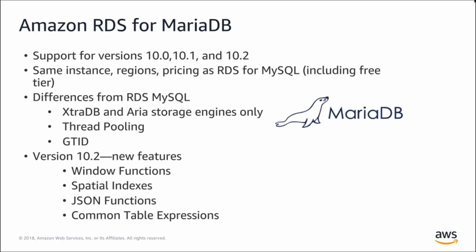In comparison against RDS MySQL, in case of MariaDB, we support the XtraDB and the Aria storage engines only. We also support MariaDB-specific features like thread pooling and global transaction IDs. The latest version, 10.2 of MariaDB, now also supports windowing functions with common table expressions. It supports special indexes to speed up your spatial queries, and also now supports a lot of new JSON functions.